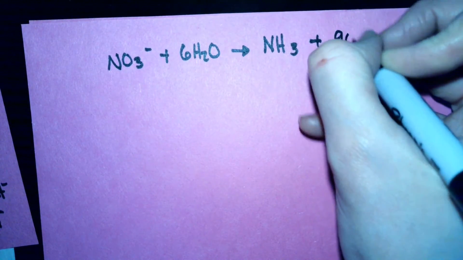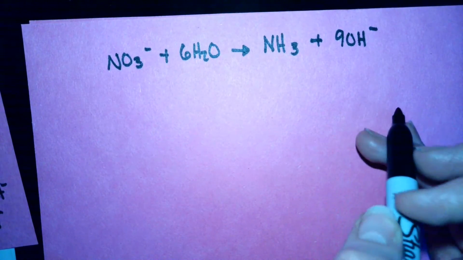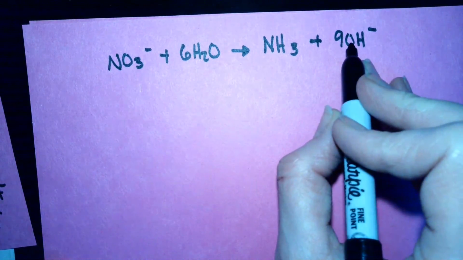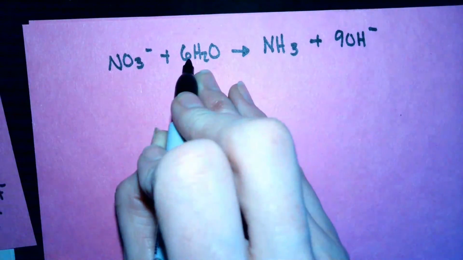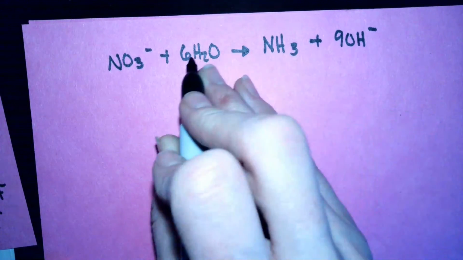Plus 9OH minus. So this is what I've simplified it to. Alright, now I'm going to have to check my charge. Well, let's double check our atoms first again so I make sure I didn't mess that up. So 1 and 1, 3 and 6, so 9 in oxygen. Hydrogen's 9. Oh, hydrogen's 12, sorry. And then hydrogen's 12. Good.